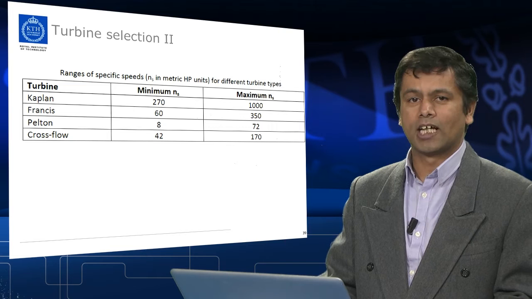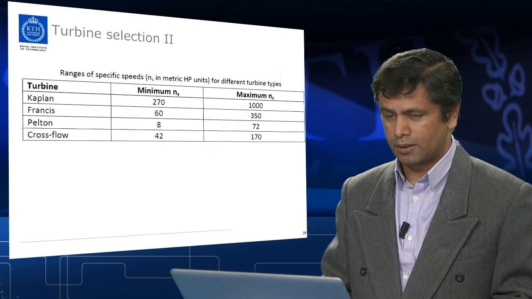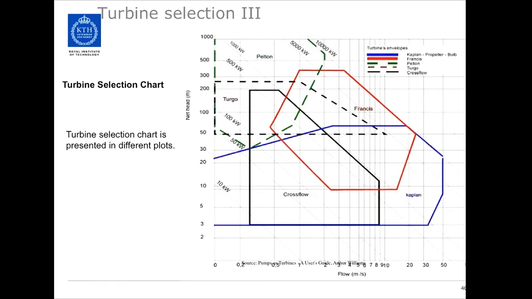There are also charts available to select the turbine size or the type of turbine. Here you can see the turbine selection chart, and now look at this curve. In the x axis you have the flow in meter cube per second, and in the y axis you have net head, and based on the head and the flow, there are different ranges of turbines available. Also, you can see that in some ranges you can have two different types of turbines.